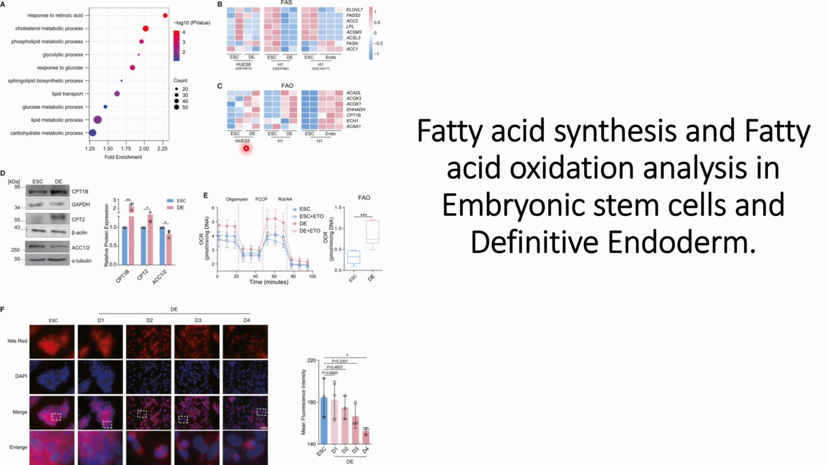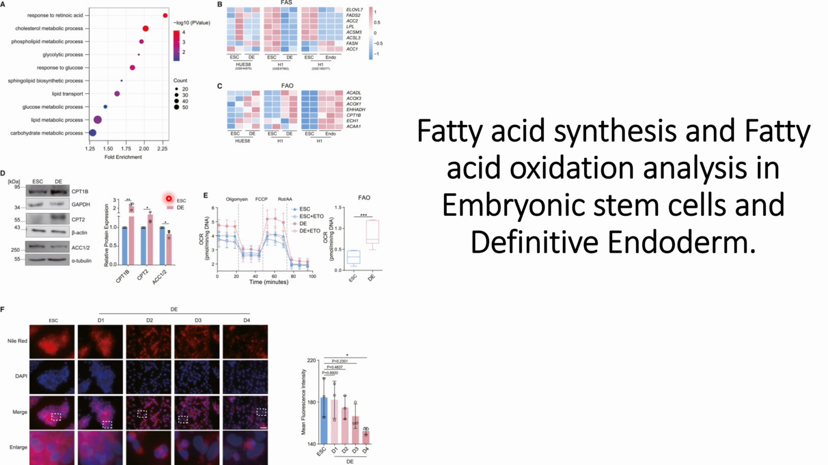And they validated this analysis using Western blot. In this Western blot, we can see that the genes involved in fatty acid synthesis, such as ACC1 and ACC2, are low in definitive endoderms compared to the embryonic stem cells. So this substantiates their finding from the bioinformatics of the publicly available data.